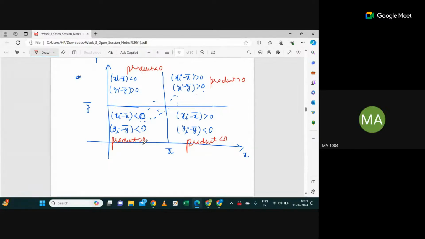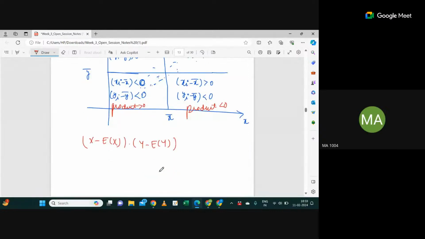Can I say I have two things, x minus expected value of x into y minus expected value of y? When covariance will be positive, when can I say x is above its average? Above or below its average?